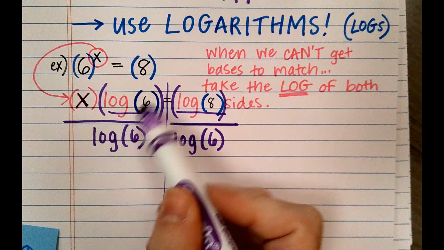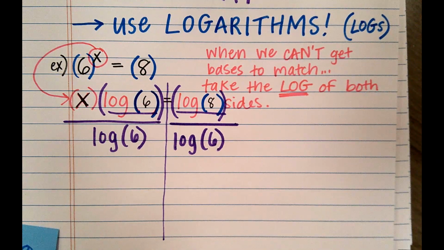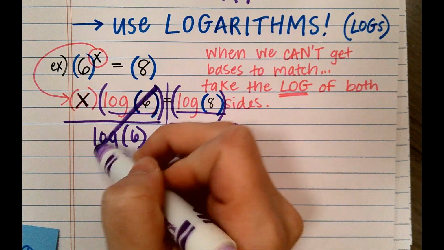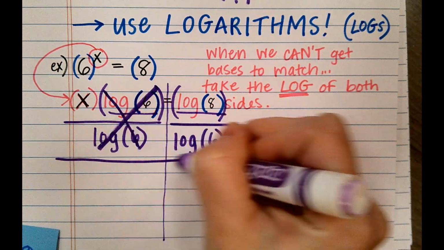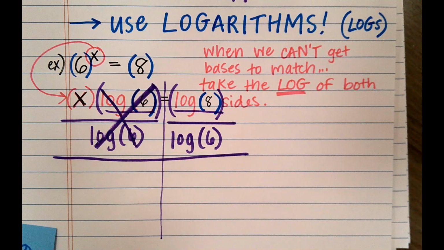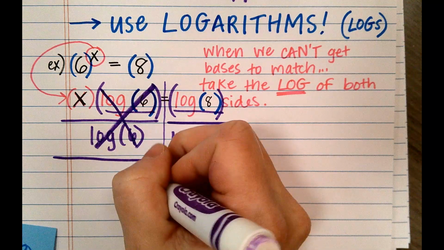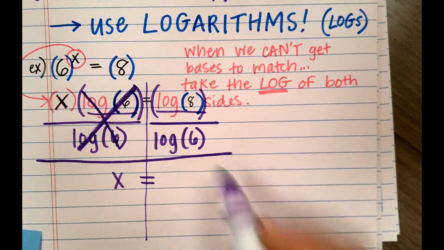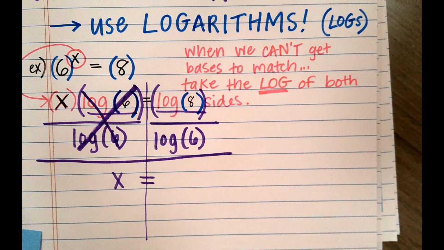And then what would happen over here, you think? The 6s will cancel. Yeah, my log of 6s would cancel. And then what would come down? My x equals, and here's how we get our answer.